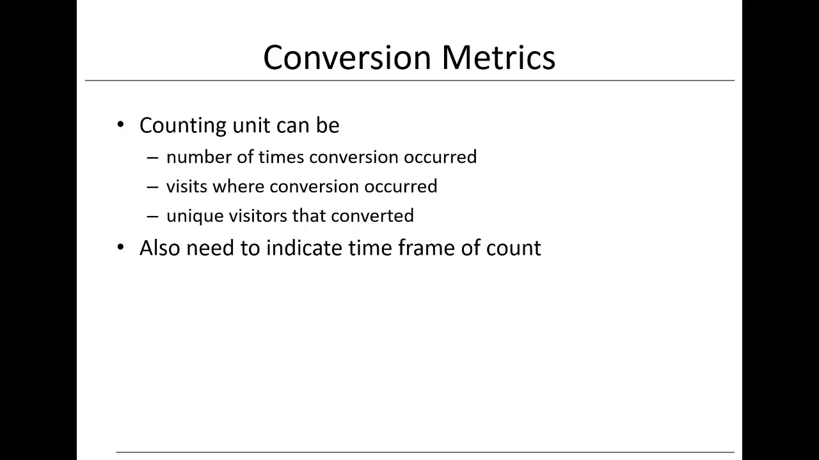The counting unit can be the number of times a conversion occurred, the number of visits during which a conversion occurred, or the number of unique visitors that converted. Note that when calculating these, it is also important to indicate the time frame of the count.